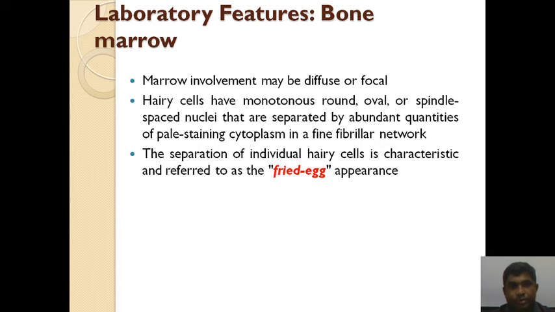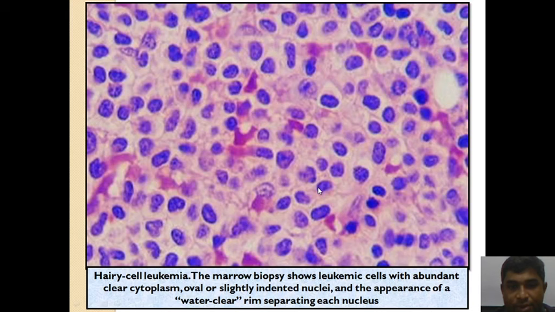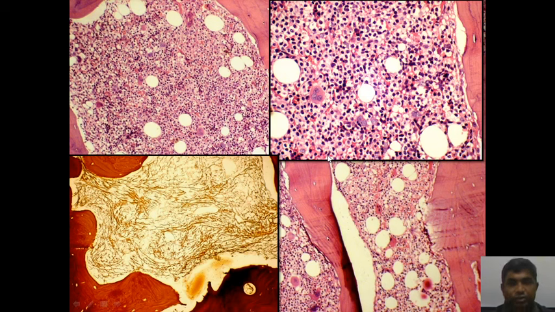In the bone marrow, the involvement can be diffuse or focal, and the morphology is similar to what is in peripheral blood, but in the biopsy there is the presence of this fried egg appearance. So what is this? This is the presence of a centrally placed nucleus surrounded by a cytoplasm or a halo. So we have a center blue dot, the nucleus, surrounded by an empty halo. This fried egg appearance is characteristic of hairy cell leukemia, and it has increased pericellular fibrosis, which is seen on reticulin stain.